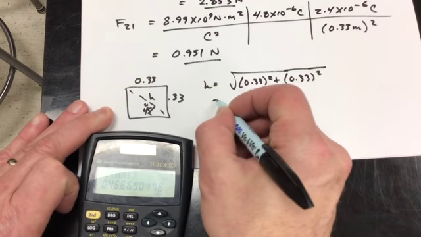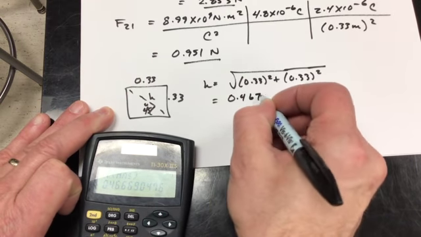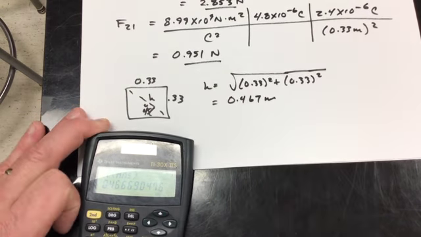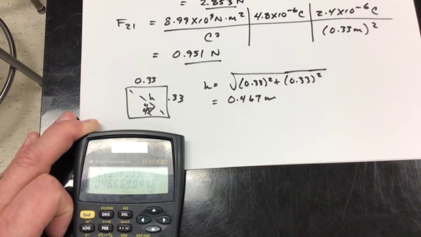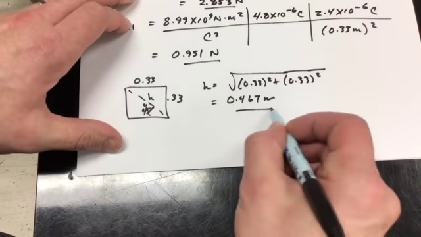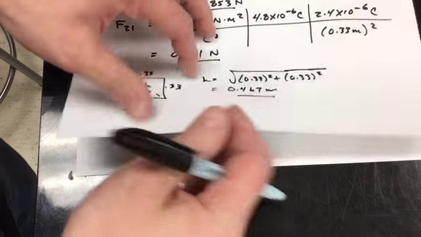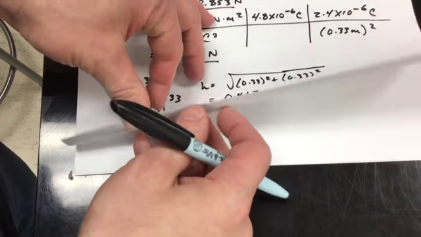So I got 0.467 meters. And just for giggles, let's do the root of 2. 0.467. So that would have been faster perhaps, but good practice anyway. 0.467 meters.